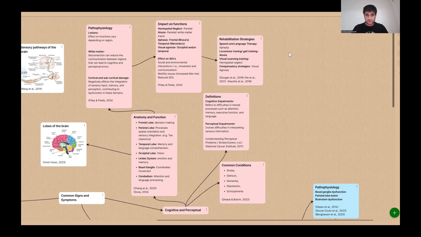Rehabilitation must be extremely specific and tailored to client needs, such as speech therapy for aphasia, scanning training for neglect, gait rehab for coordination issues, and compensatory strategies like labeling for visual agnosia. Let's move on to sensory impairments.